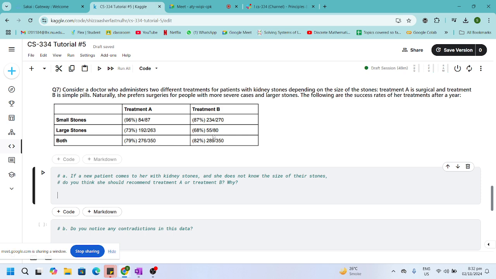But when you combine the results for small and large stones, we see that treatment B performs better than treatment A. The reason for reiterating this over and over again is that this is called Simpson's paradox. Now what exactly happens here? This was covered in class as well. Sometimes an effect is observed across groups, but when you merge those groups, the trend vanishes. Or it can be the other way around as well. Sometimes no trend is visible when you have subgroups, but when you combine those groups, a trend emerges.